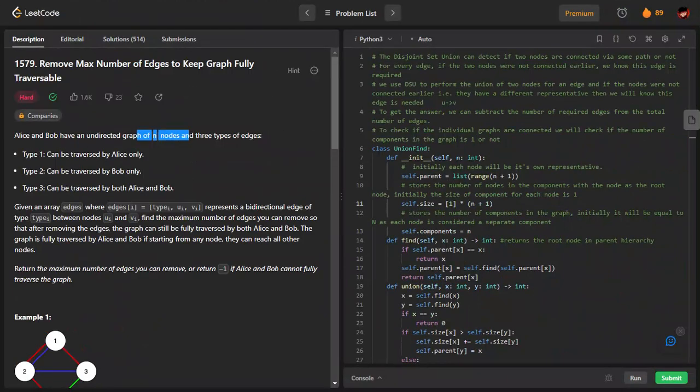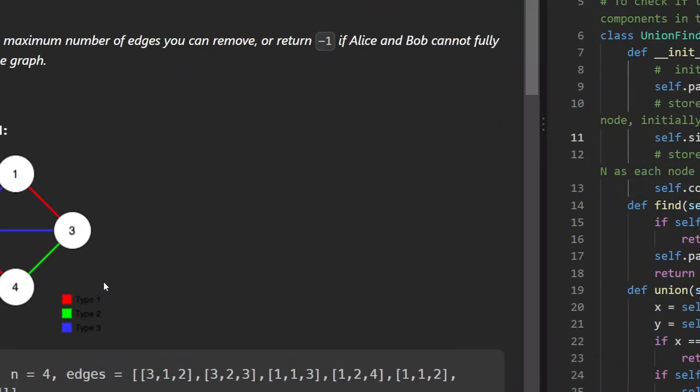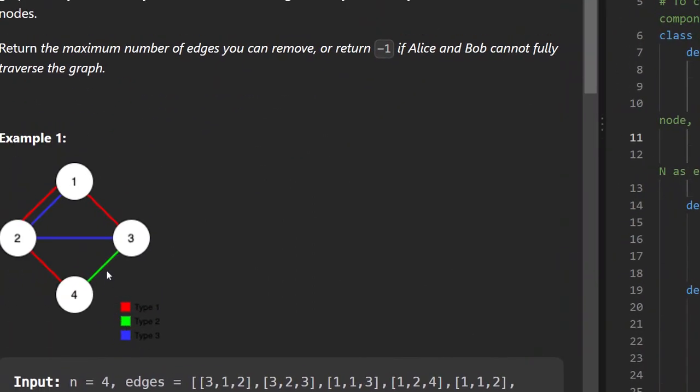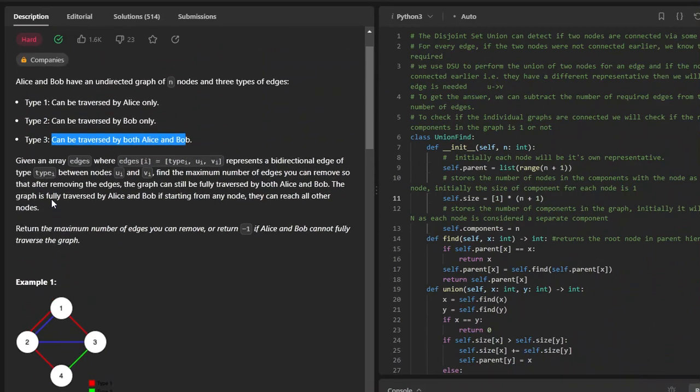Type one is the edge which can be traversed only by Alice. Alice is one person who can travel only on the edges of type one. Similarly, there is a person Bob who can traverse only on the edges of type two. And type three can be utilized by both Alice and Bob. So if you see this example, the blue one is type 3, which means both of them can use it. The red one can only be used by Alice, and similarly the green one can only be used by Bob. That is the basic idea of what they have mentioned here.